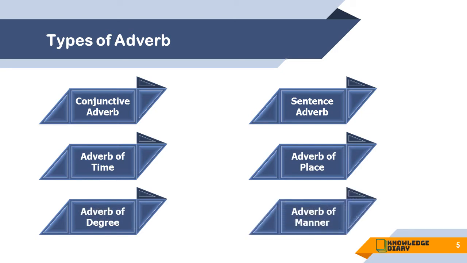Now let's discuss different types of adverb, which are conjunctive adverb, sentence adverb, adverb of time, adverb of place, adverb of degree, adverb of manner.